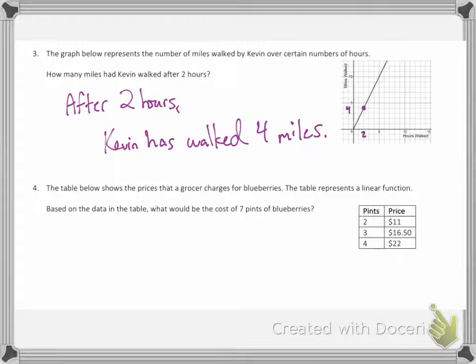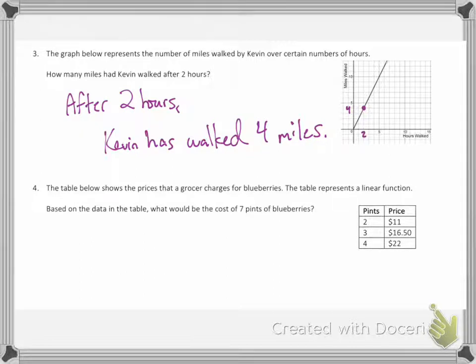Number 4, the table below shows the prices that a grocer charges for blueberries. The table represents a linear function. So what that means is this table has a pattern to it. When I say linear function, there's a consistent pattern every single time. The numbers aren't going to jump all over the place. Based on the data in the table, what would be the cost of 7 pints of blueberries?